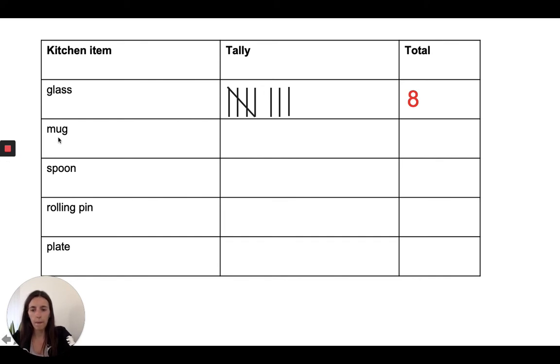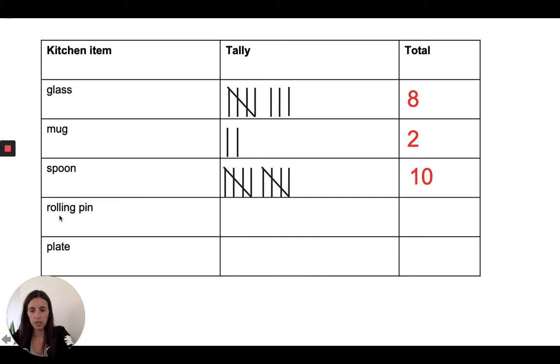Next kitchen item, mug. How many mugs were there? That's right, there were 2. Writing the total as a digit 2. Please check that you've written your digits correctly. The next one is spoon. There were 10 spoons. I know this is 10 because 5 add 5 equals 10. 5, 10. 2 times 5 equals 10. 2 lots of 5 equals 10.